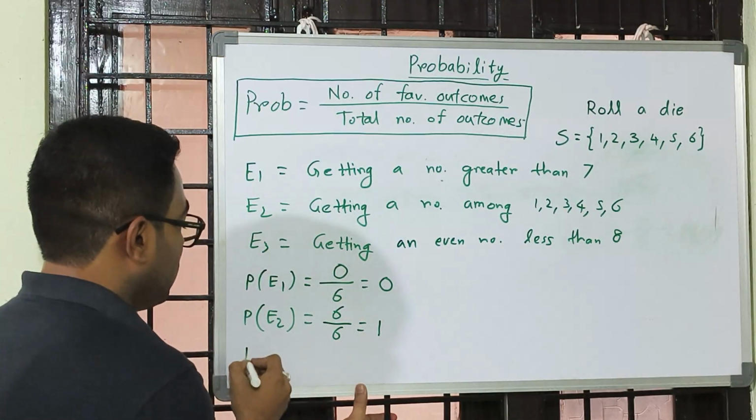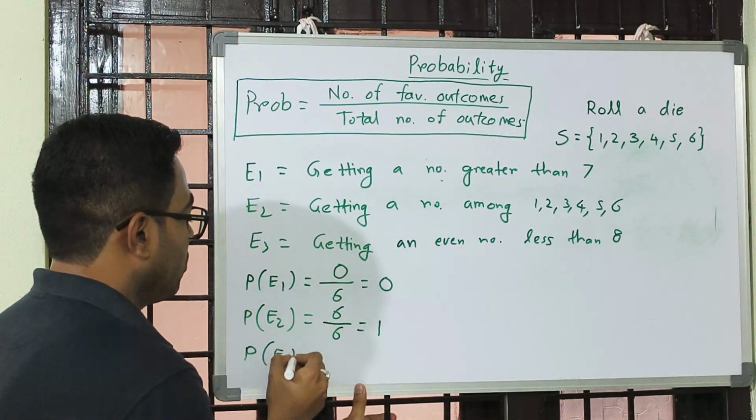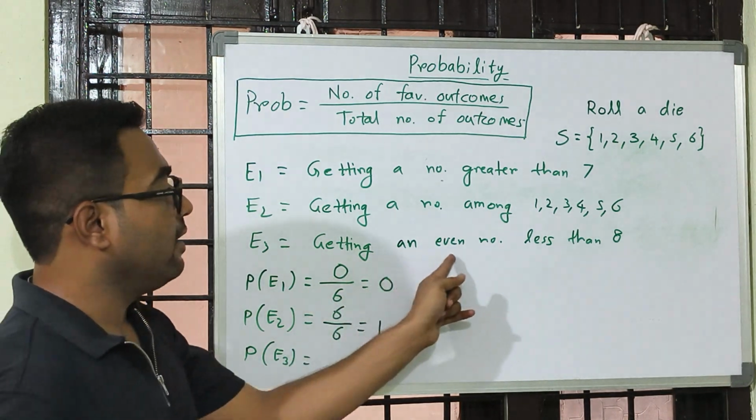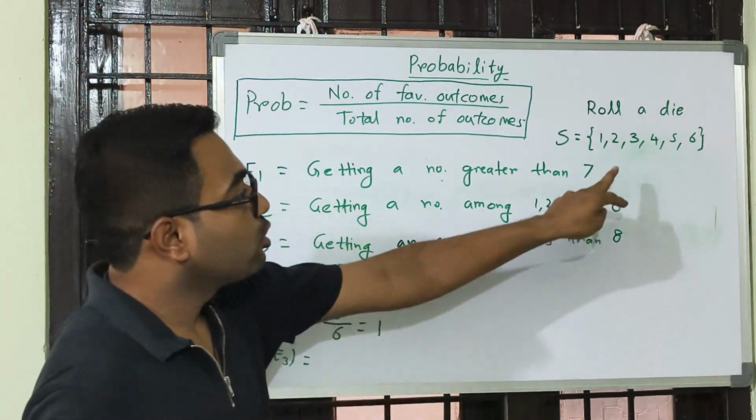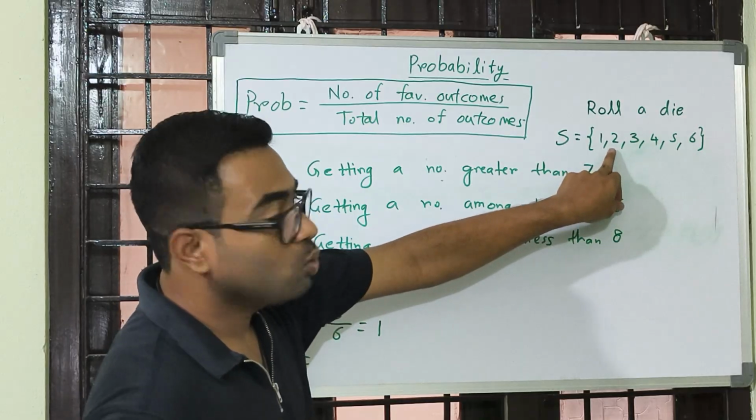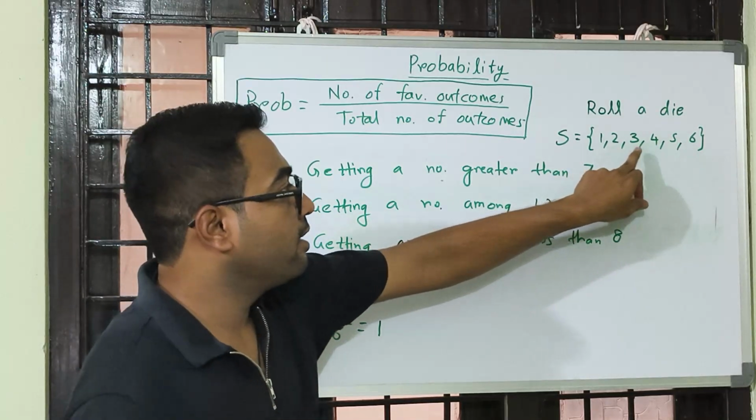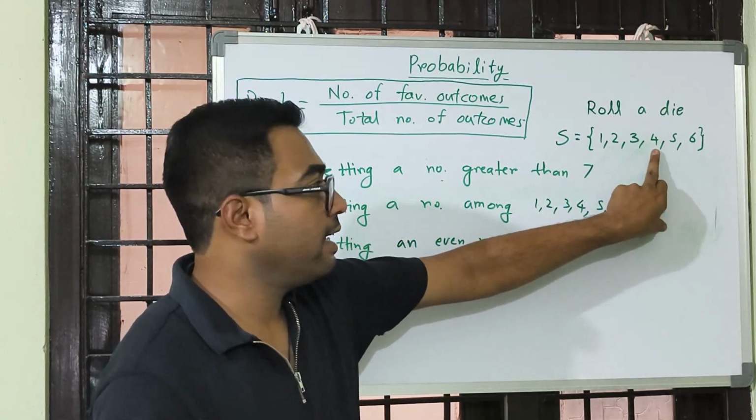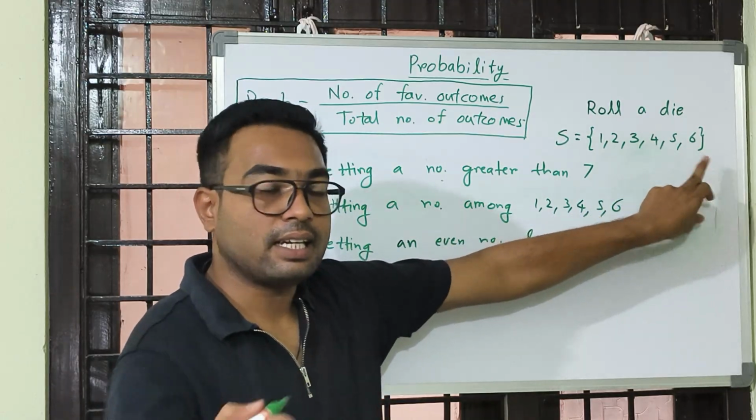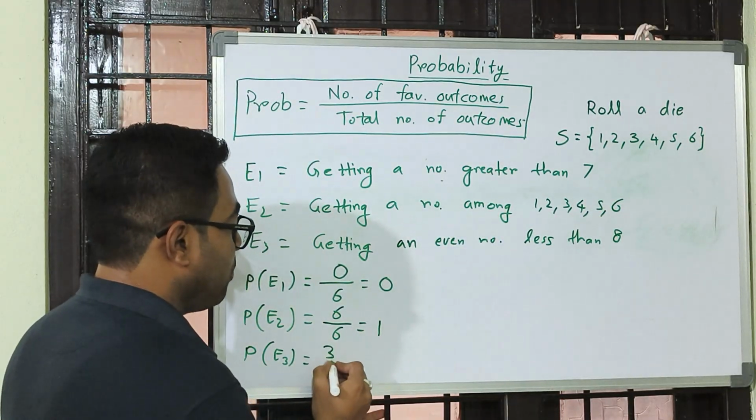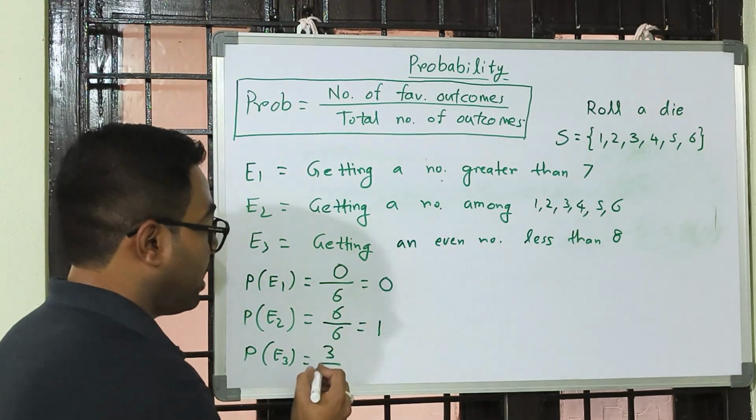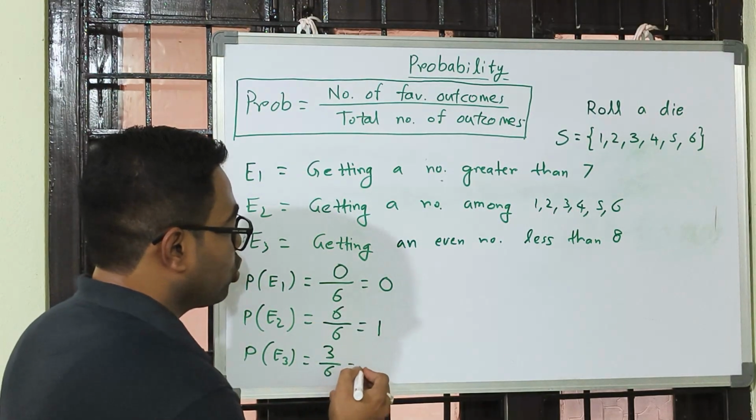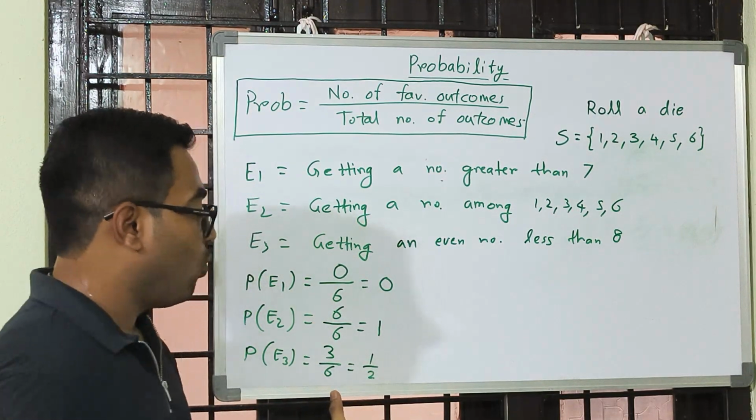And E3, so getting an even number less than 8. So let's find: 2 is an even number which is less than 8, 4 is an even number which is less than 8, 6 is an even number which is less than 8. So there are 3 favorable outcomes and total number of outcomes 6. So the probability is 1 by 2.